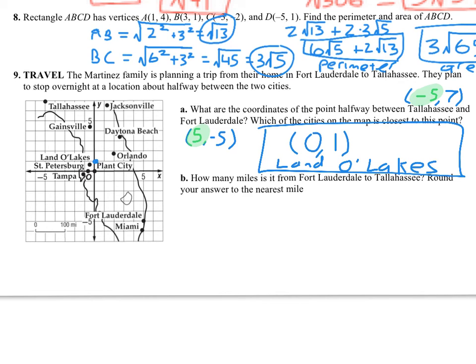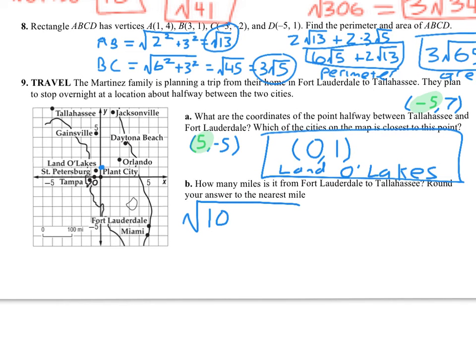And now we need to calculate how many miles it is from Fort Lauderdale to Tallahassee. So we're going to do the distance formula. Right, using my shortcut, how far apart are the x's? The x's are 10 apart, and you could even count that on the map. If you went from there to there, that is 10. And if you went the y distance, that is 12. So we're going to do the Pythagorean theorem using 10 and 12. That is radical 244.